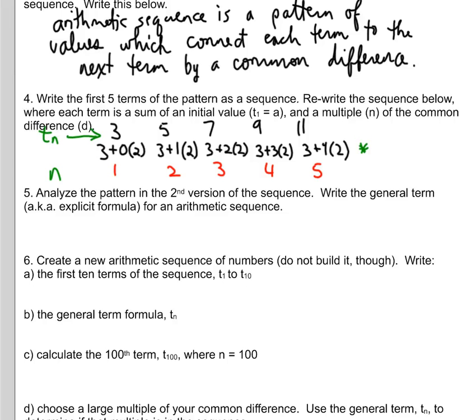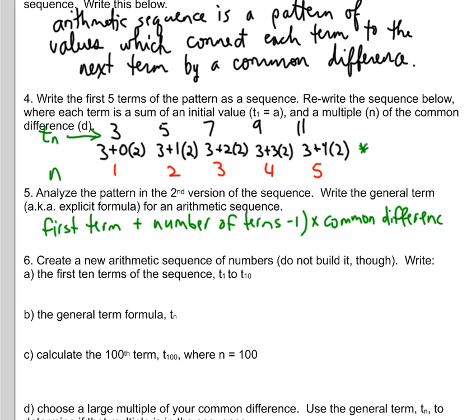So if we look at that one, we have first term plus number of terms subtract 1 times the common difference. And by number of terms, what we're really looking at is the term number.